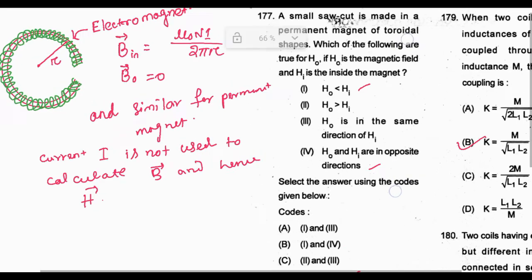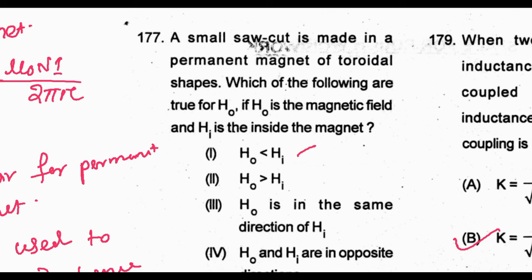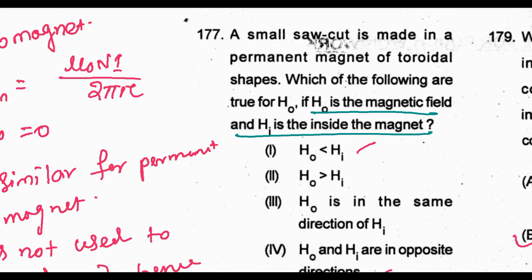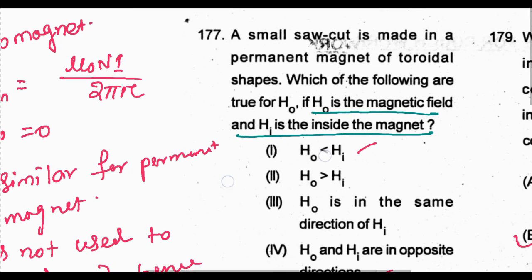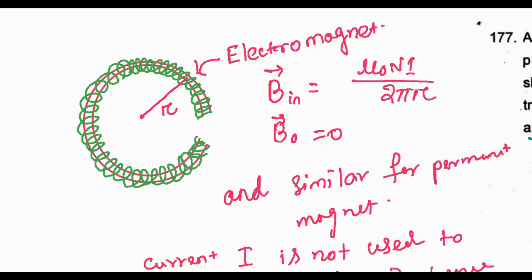Next question is given that a small saw cut is made in a permanent magnet of toroidal shape. Which of the following are true for H0 if H0 is the magnetic field outside and Hi is inside the magnet? Actually H0 is the outside magnetic field and Hi is the inside magnetic field. So we have to find out the relation between H0 and Hi. So what is the toroidal shape? In case of an electromagnet, this is the toroidal shape.